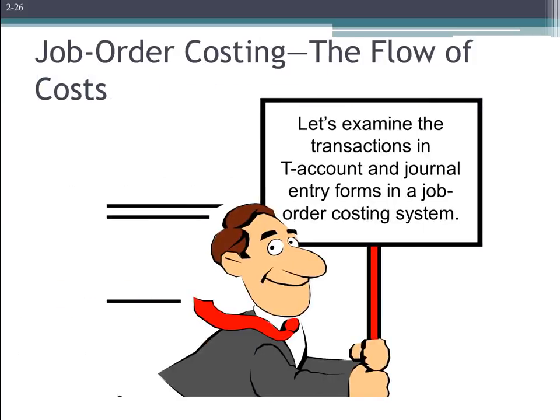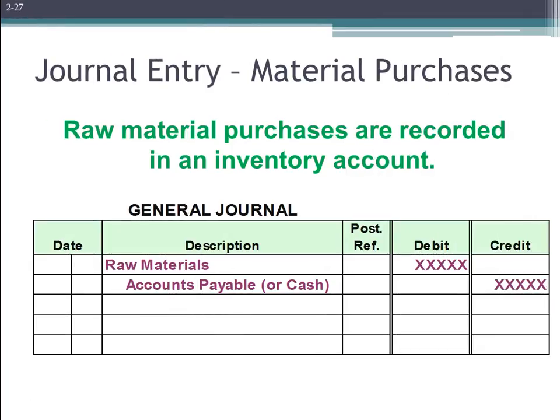So I want to go through some actual business transactions where we are moving the amounts through our inventory accounts, and specifically how we move the amounts through the manufacturing overhead to the work in process account. So let's take a look.